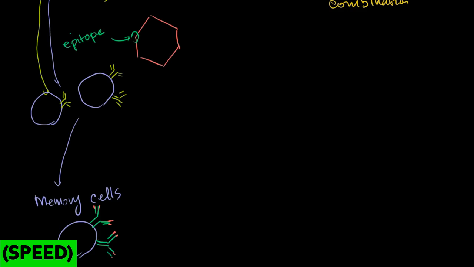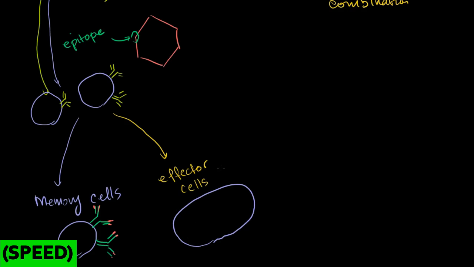And then some of them are going to turn to effector cells. Effector cells are generally cells that actually do something. And what the effector cells do is they turn into antibody factories. They turn into these effector B cells, or sometimes they're called plasma cells. And the antibodies they're going to produce are exactly this combination that they originally had, being membrane bound.